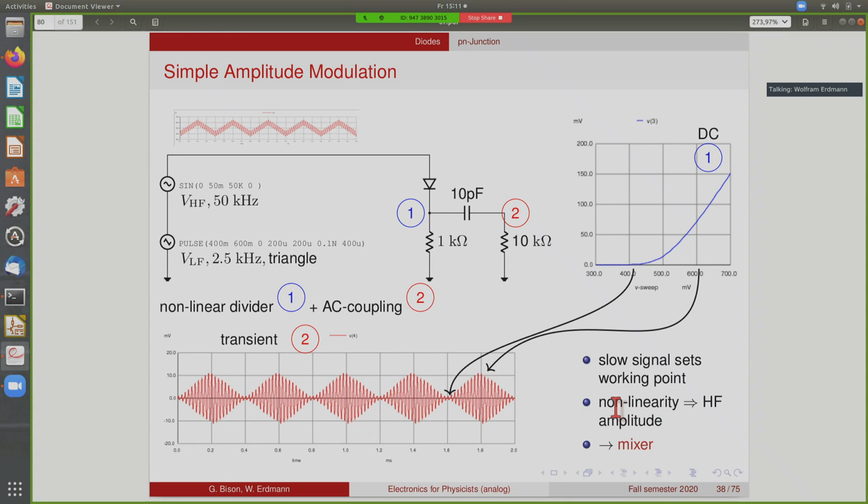So the nonlinearity of this device can be used to modulate the amplitude of a high frequency signal. And a circuit like this is called a mixer, because we effectively multiply the amplitude of the fast sine wave with the amplitude of the slowly varying signal here. These mixers are used then for modulating signals, for instance, in amplitude modulation radio worked like this.